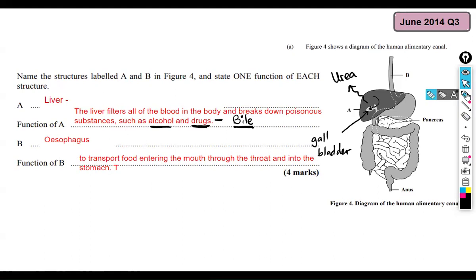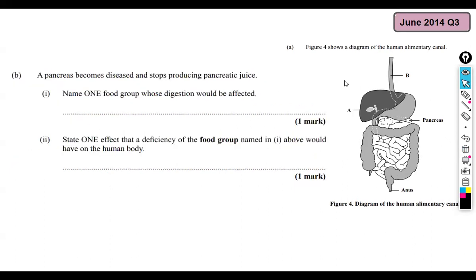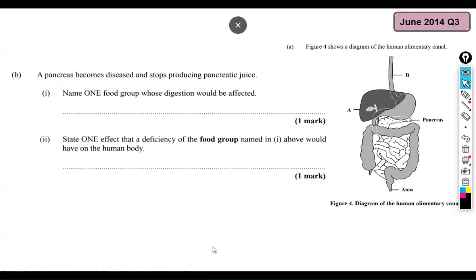And what does it do? Obviously, when you eat food, the esophagus is connected to your stomach. So when you swallow, it goes through the esophagus into your stomach. So that one was easy, right? And I don't think I saw any wrong answers, so that's good. Let's move on. Have fun with part B here.